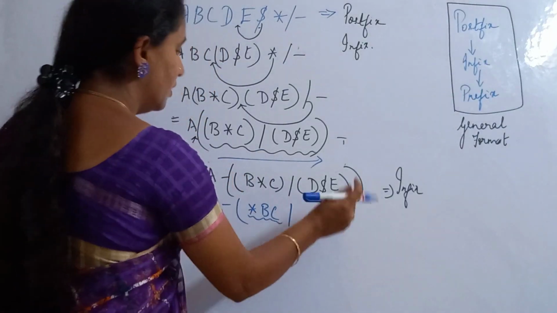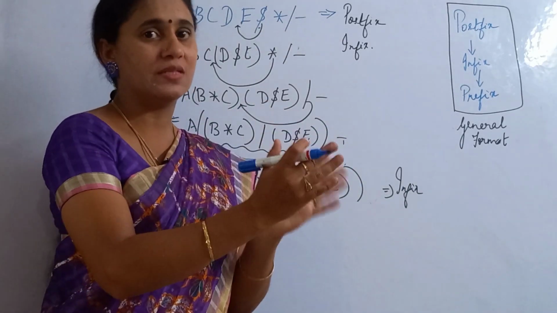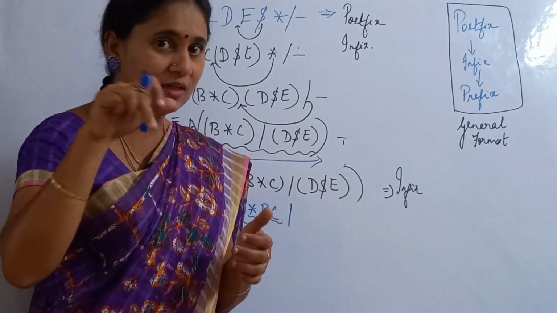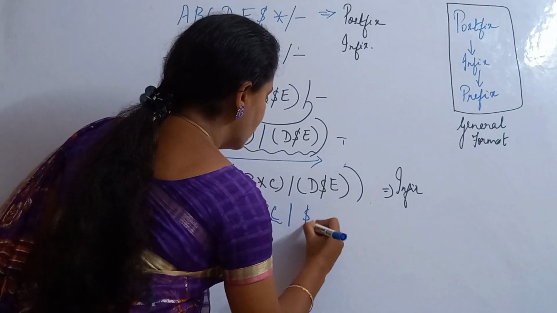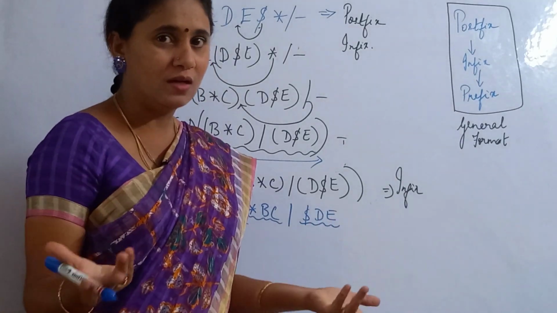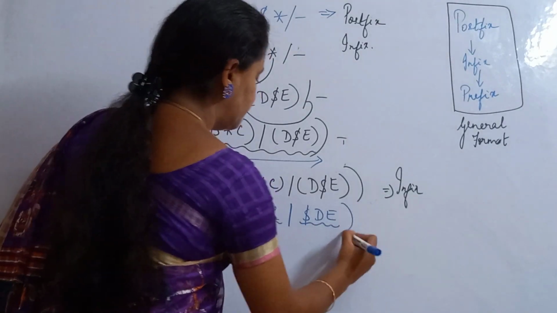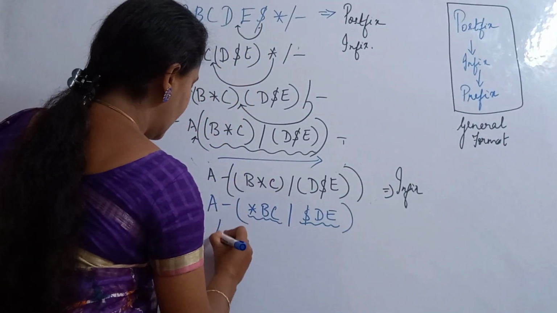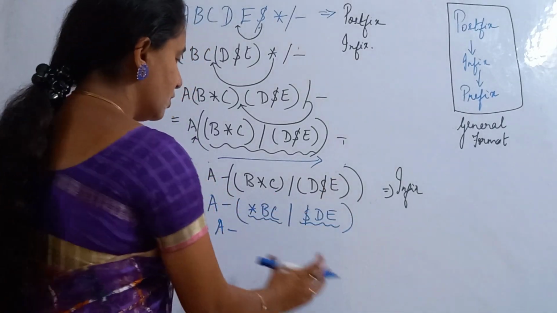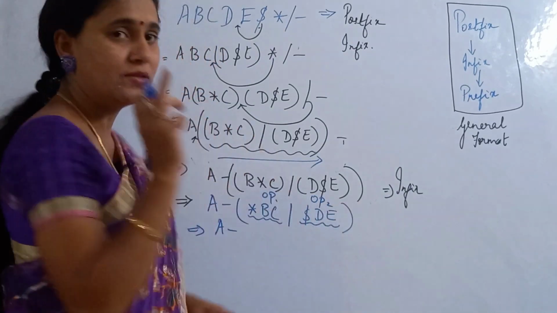So next one, we can convert this. So D $E is another expression present in the parenthesis. If you convert this, you will get $DE, isn't it? So write as $D and E. Once you have converted, you can remove the brackets, isn't it? No need, so I have removed it. So now the next one, A minus. Next we should solve this parenthesis, isn't it? So now if you see, this is your operand 1, this is your operand 2 and slash is your operator.